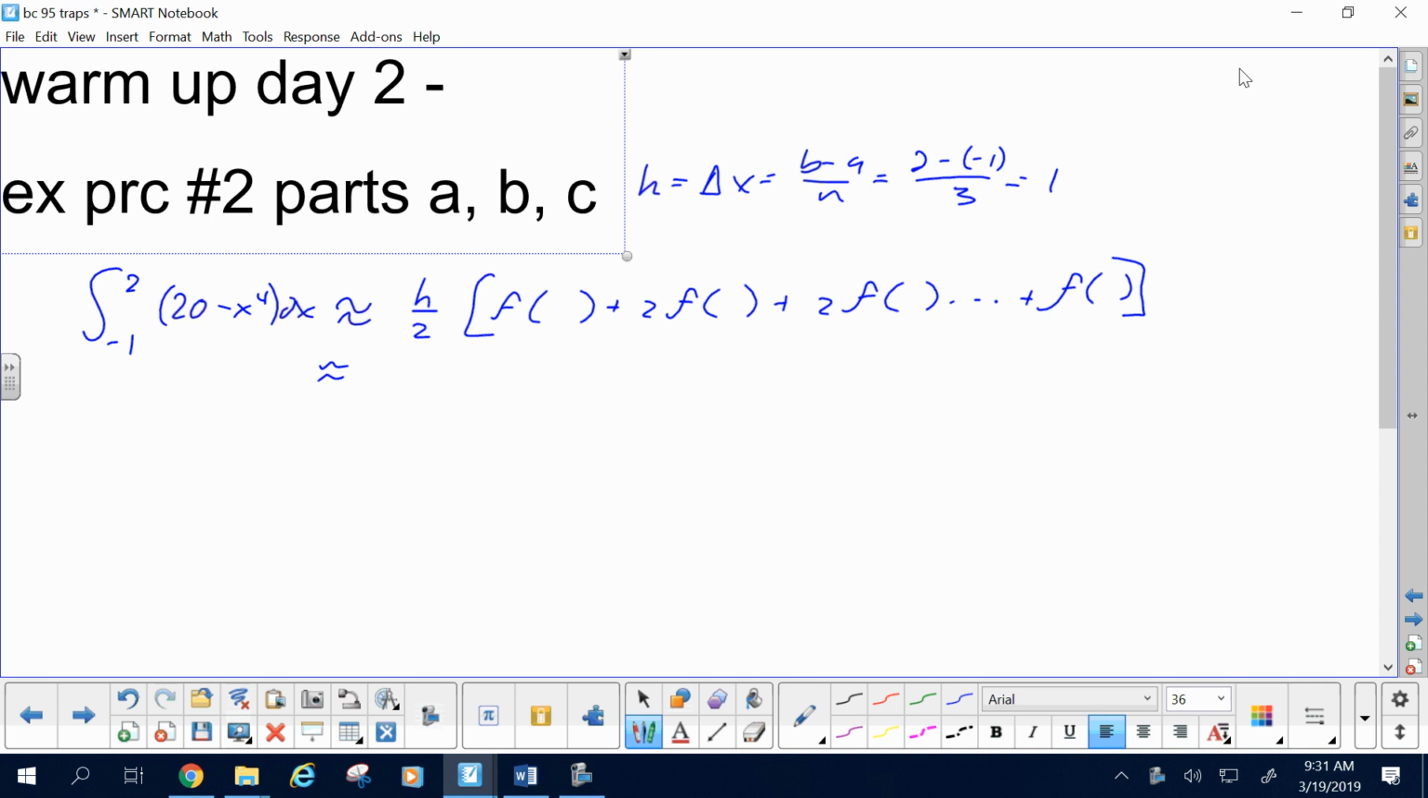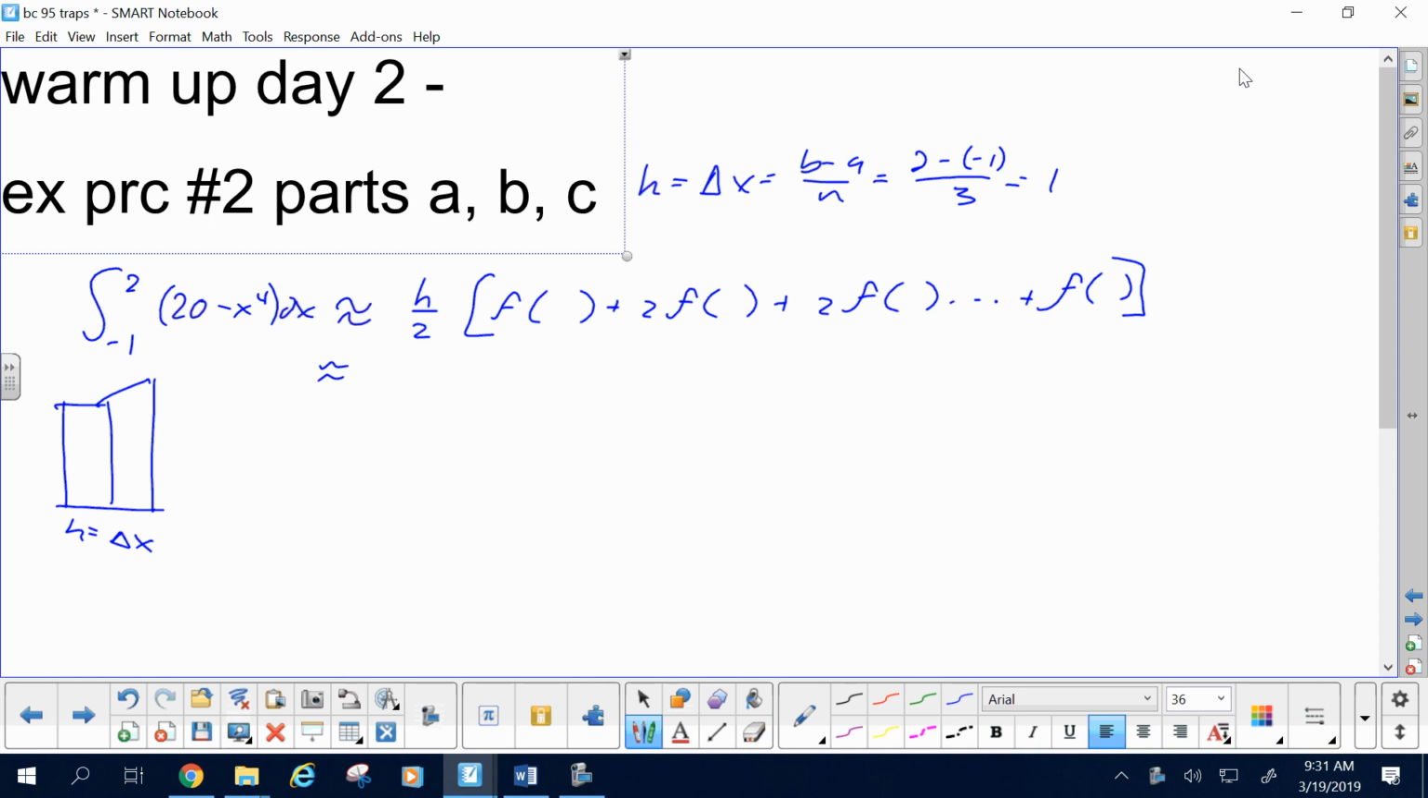Trapezoids are better than left-hand and right-hand in every case that I could think of, unless it was just a flat function. We'll talk about midpoint a little today. But the idea is that the trapezoids all run parallel, going up and down, and so the height of the trapezoids is delta x, and in this case, delta x was 1.